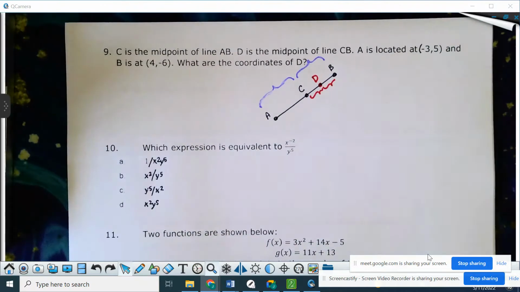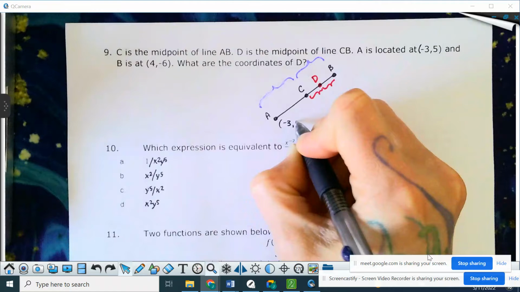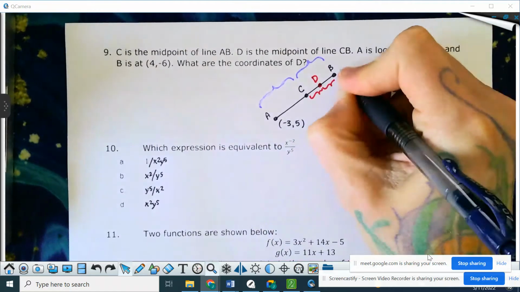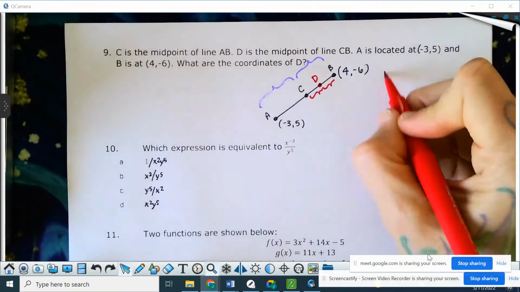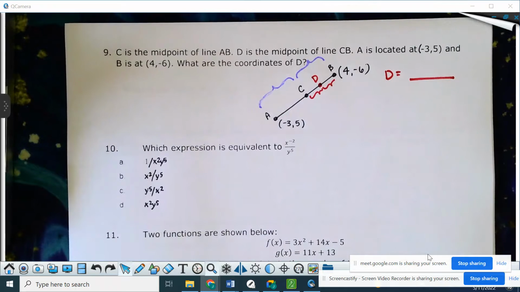And then A is located at negative 3, 5. And B is located at 4, negative 6. What are the coordinates of D? So I'm looking for the coordinate for D. With the A and B given, you can't just solve for D, like go directly to D.